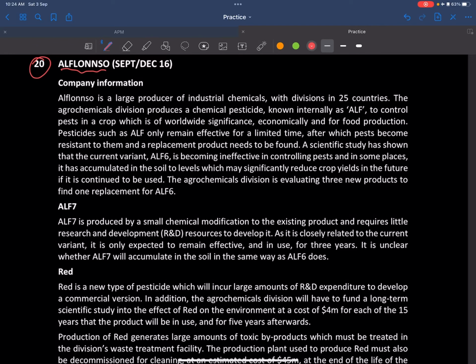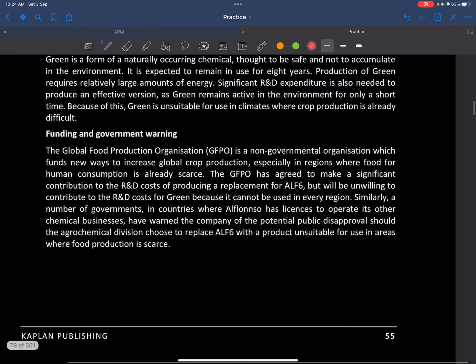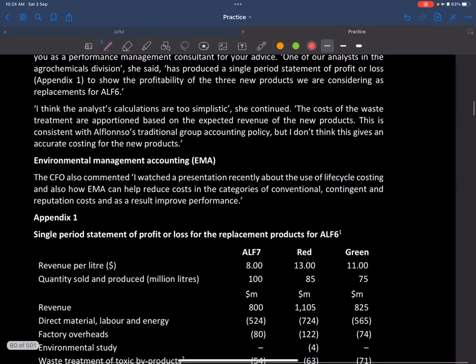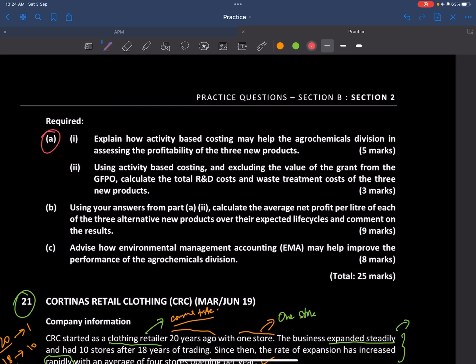Hey there, let's discuss this particular question called Alflonnso. We've been given some company information and some different products. And then what are our requirements? Let's look at that. Number A has two requirements within it, for 8 marks: 5 marks for the first one, 3 marks for the second one.